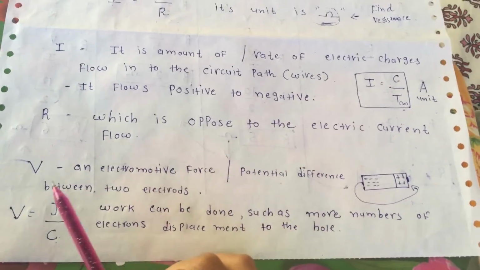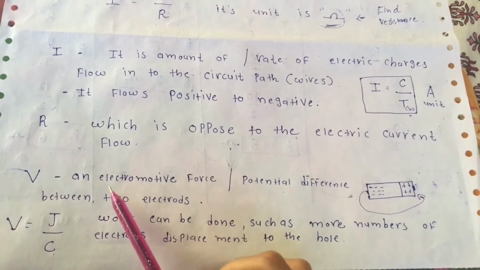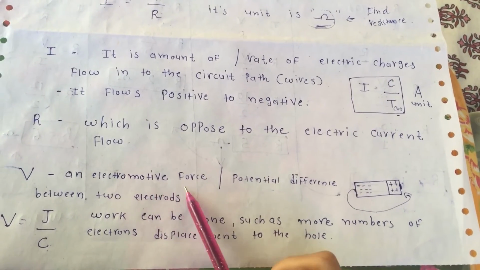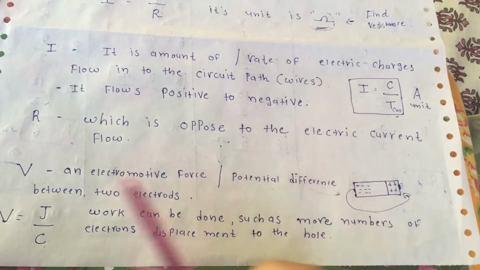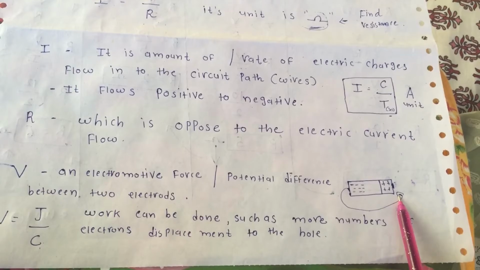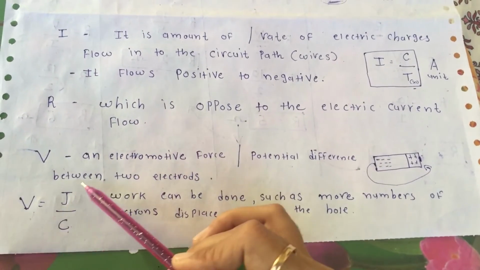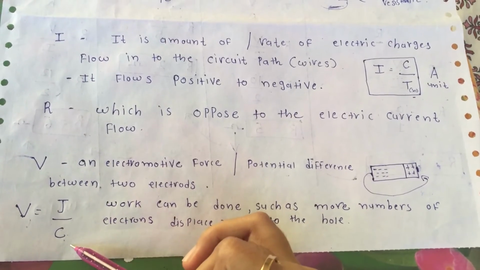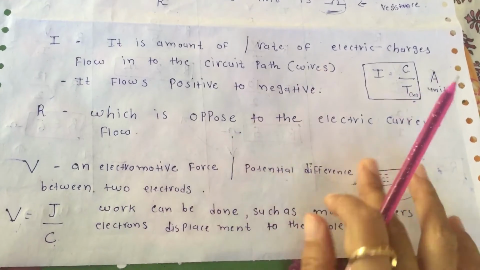And next is voltage, which is very important. Voltage means EMF, which is electromotive force, or you can also say the potential difference between two terminals, positive and negative. It is defined by V is equal to J by C, where J means joule and C means coulomb. Of course, you know that joule is work done.